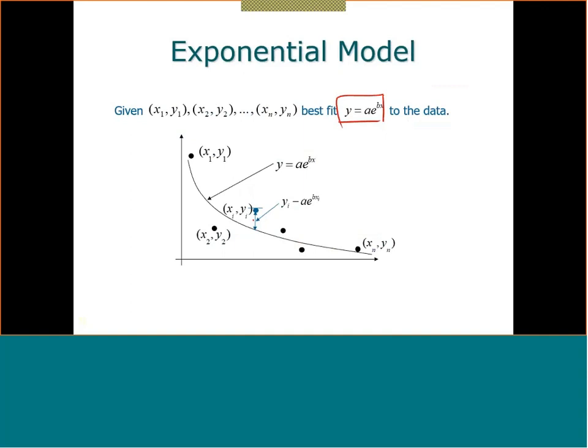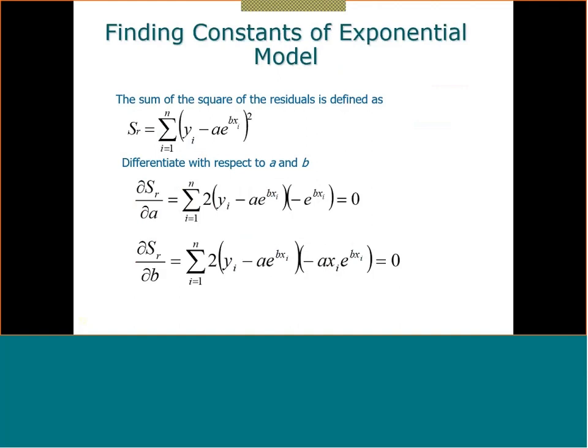So again, I will take the square of the error. Perfect. So I want to find the summation of the residuals. This is my measurement, this is my model, take the square. If you recall, we have two variables, a and b. So we take the partial derivative of this with respect to a, and the partial derivative with respect to b. Taking the partial derivative with respect to a, it becomes 2 times the brackets times the derivative of this with respect to a, so it's basically minus e to the bx_i. Then we do the same thing with respect to b, so we get this formula.